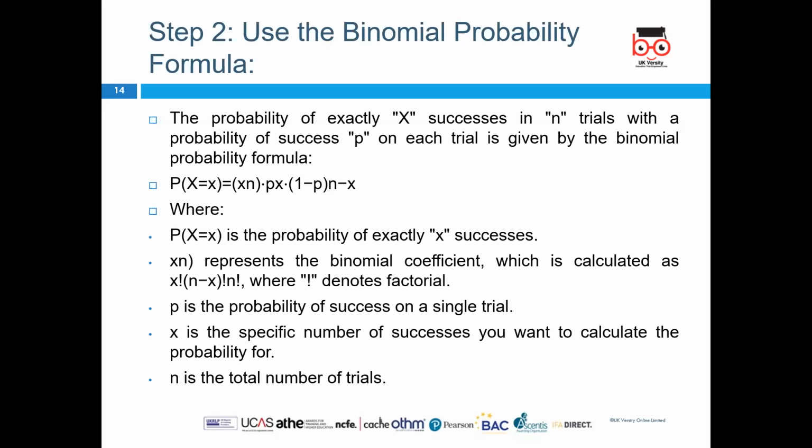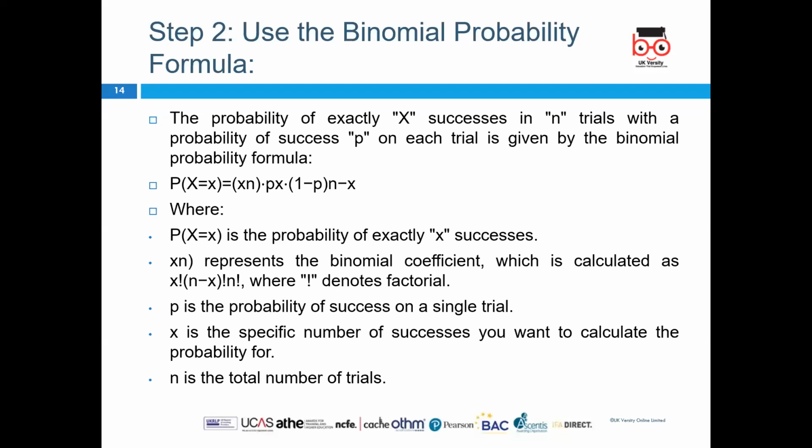The probability of exactly x successes in n trials, with probability of success p, is given by the binomial probability formula: P(X = x) = C(n, x) × p^x × (1 − p)^(n − x). Here P(X = x) is the probability of x successes.